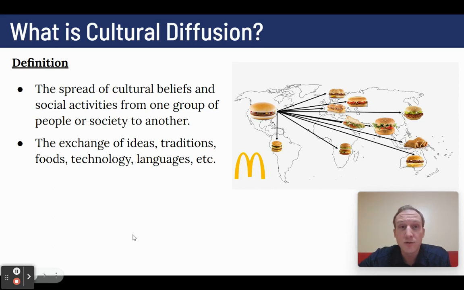So, what is cultural diffusion? The definition that we're going to work with for cultural diffusion is the spread of cultural beliefs and social activities from one group of people or society to another. So, it's taking something from here and spreading it to a new group. This image with McDonald's is a good representation because McDonald's started in the United States, and then it spread and is now in over 100 countries worldwide. So this is what we're talking about with cultural diffusion. It's the spreading of culture from one place to new places.